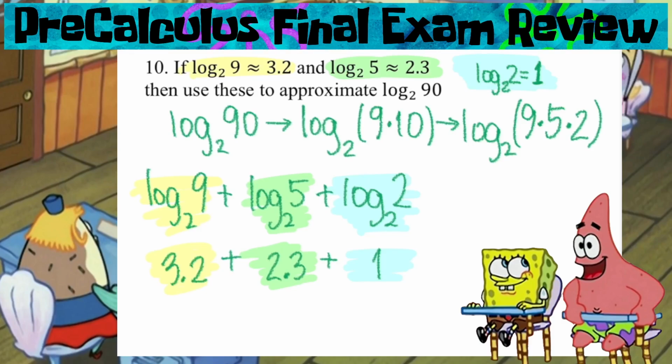Now 3.2 plus 2.3 is 5.5, plus 1 is a final approximate answer of 6.5. And there you have it. That was using given information, and that was using factoring of the number 90, and it was using the properties of logarithms. We used basically the product property to expand this into an addition expression.